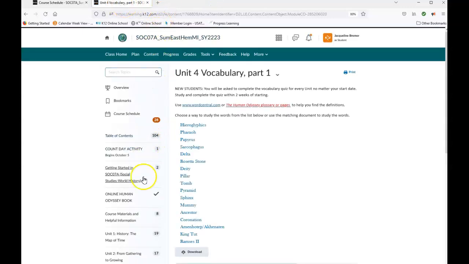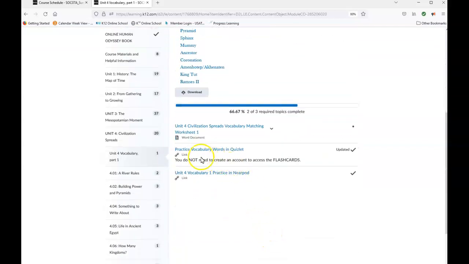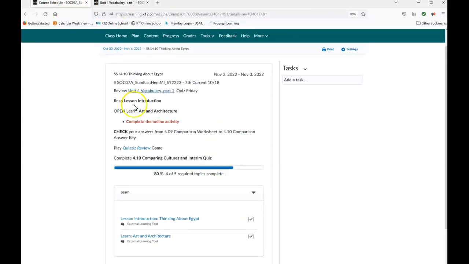Check out the words, practice Quizlet, practice Nearpod. The quiz is going to be, or if you want to just do the vocabulary matching, you can do that. Okay, let's go back to this tab. Read through the rest of the directions.